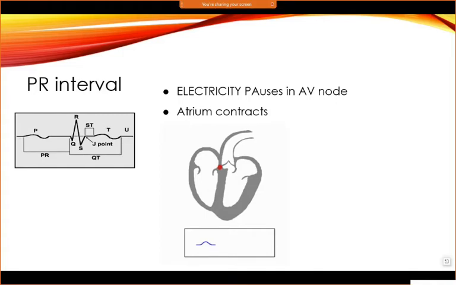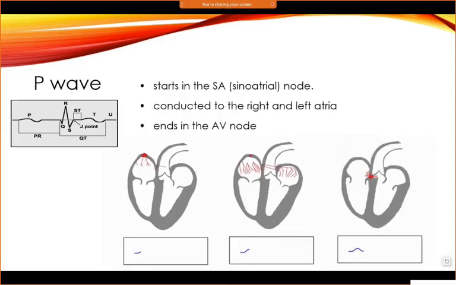So the P wave happens. That means that everything has signaled around. Let's see, is there any time difference? Hang on, let me just move this little box out of the way so I can read the question. Is there any time difference between the SA signal getting to the left atrium compared to the right atrium? There's not much of a time difference. You can see that it goes around to both atriums at about the same time.